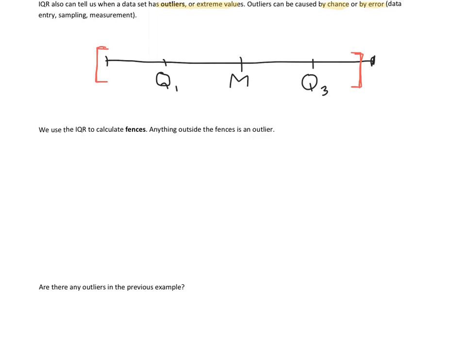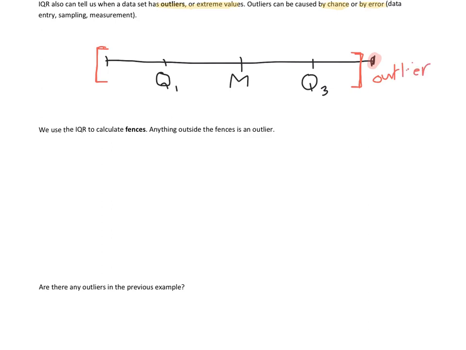So notice on this side how I constructed it. This fence, all of our data is inside our red fence. But over here we have one data point hanging out. So this would be an outlier, because it's outside our fence.